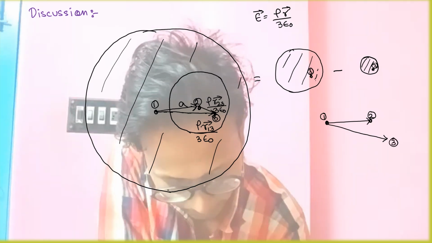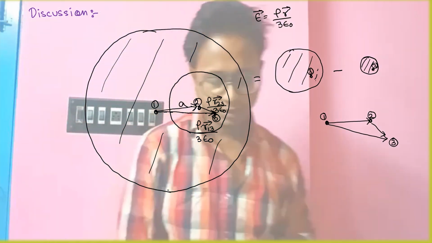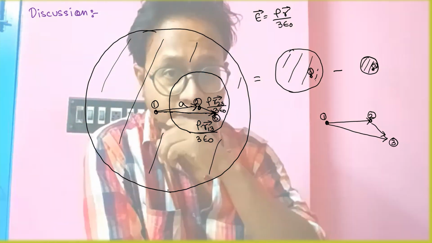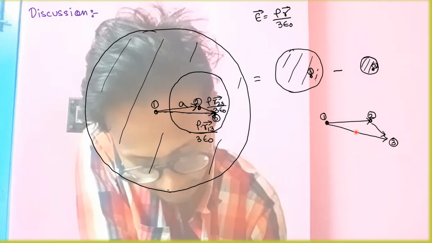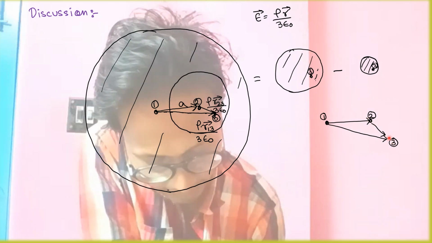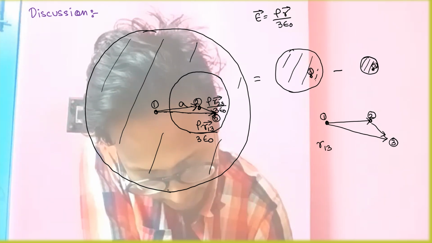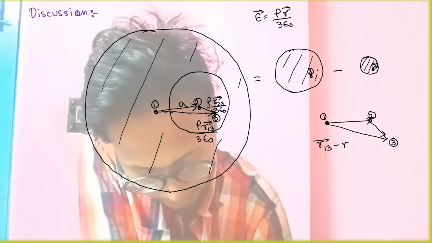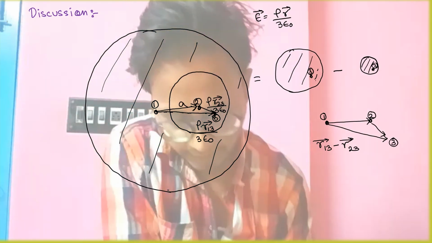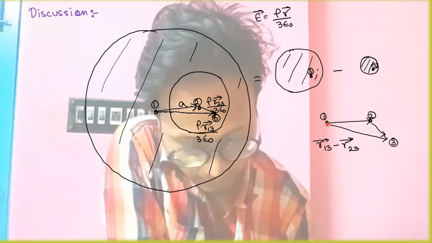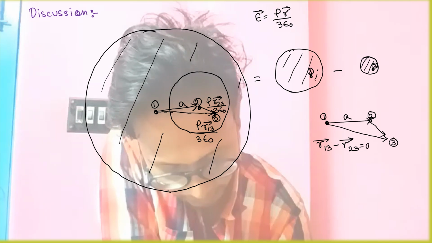Okay, and 2 is nothing but the center of the cavity to the point at which you have to find the electric field. Now if you observe carefully, what is this vector? R13. What is this vector? R23. What is vector R13 minus vector R23? If you see very closely, this vector minus this vector will be this vector, the a vector. This is equal to the a vector.